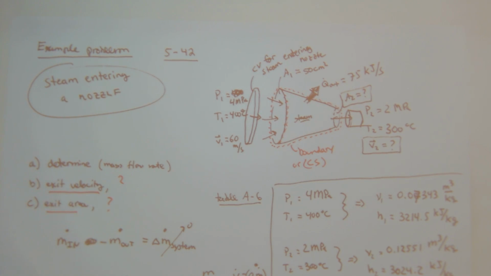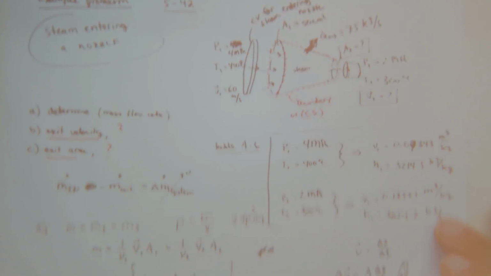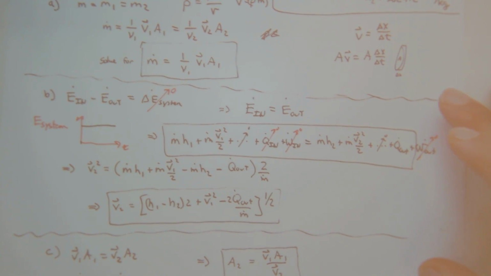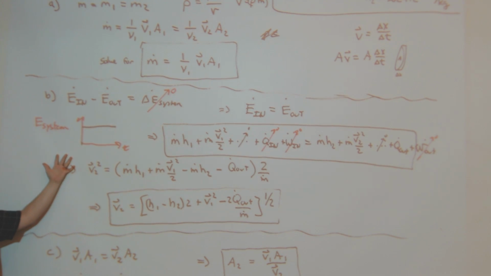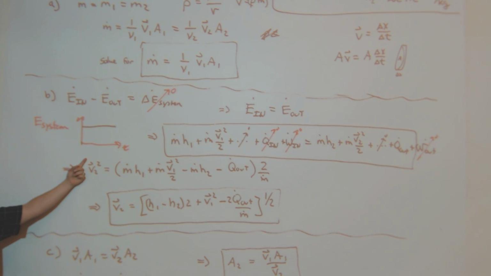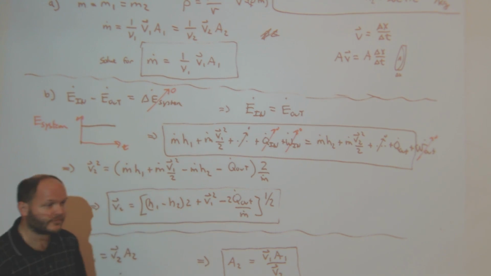So we went through this problem. We did conservation of mass to get the mass flow rate as m dot. And then we can do conservation of energy, first law, right? Write out the energy balance in rate form to solve for the velocity. We got an expression for the velocity.